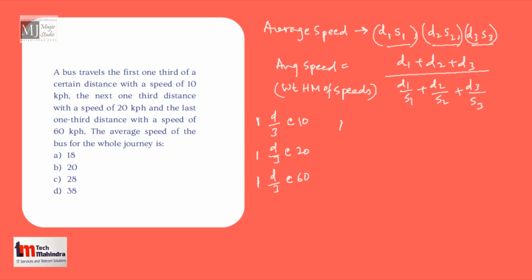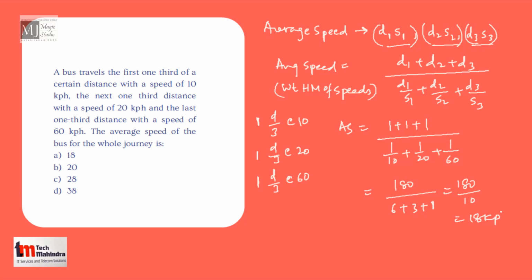The value of D becomes 1, 1, 1. So average speed would be (1 + 1 + 1) upon (1/10 + 1/20 + 1/60). Now the LCM is 60, so I'll multiply numerator and denominator by 60. 60 into 3 is 180. 60 by 10 is 6. 60 by 20 is 3. 60 by 60 is 1. So I have 180 by 10, that is 18 kph is the average speed. Yes, that is there in option A.